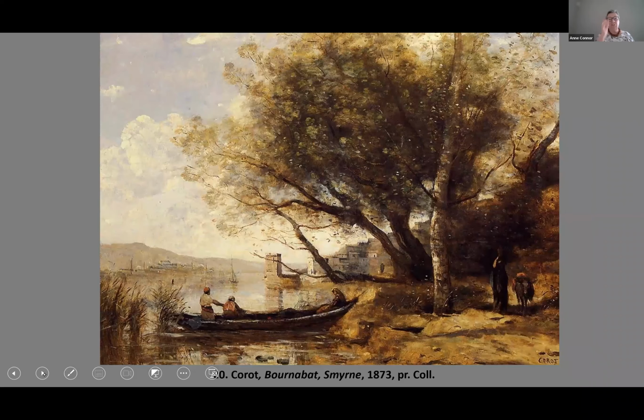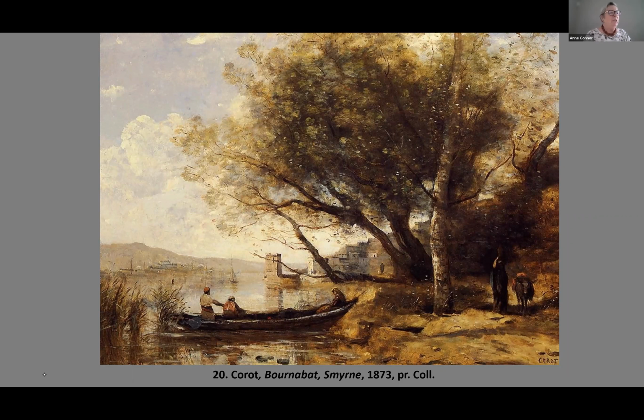And here is actually a memory of one of his trips in Smyrna, Bournabat, where he shows you some of the fortification along the river and the barge. It's very different. I could go on, show and show, but I've talked already quite a bit about Corot before, so I have to be fair to the others.